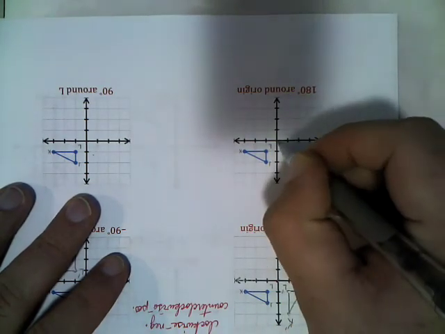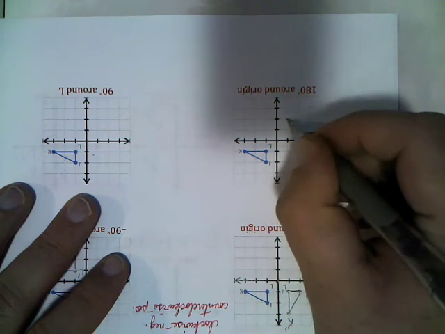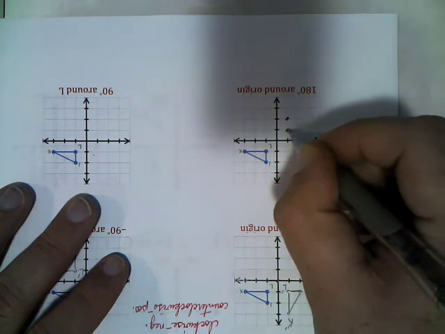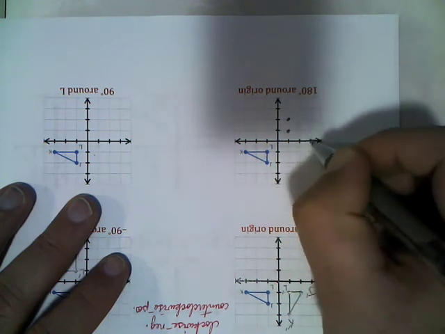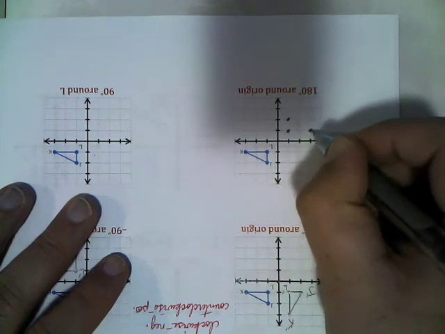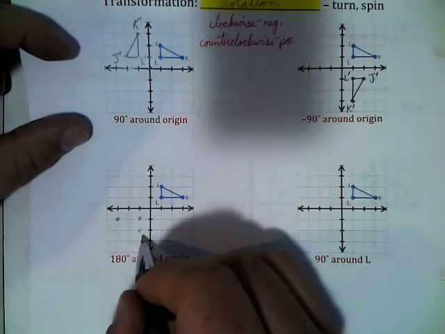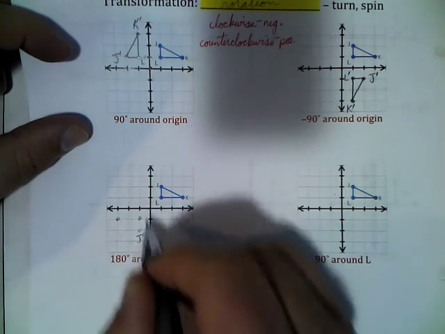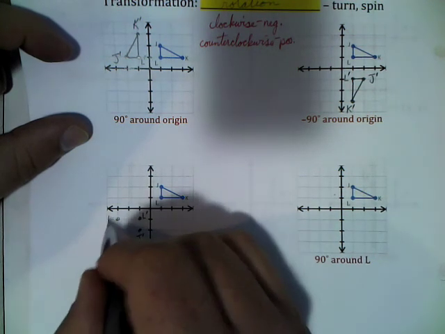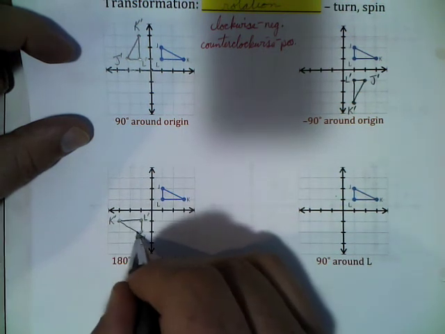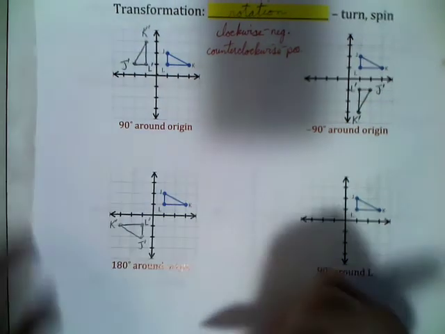So now remember that J was 1 to the right and 2 up. L was 1 to the right and 1 up. And K was 1, 2, 3 to the right and 1 up. Put it back to put your labels on. So this was my J prime, this is my L prime, and this is my K prime. And connect the dots. It's a 180 degree rotation.